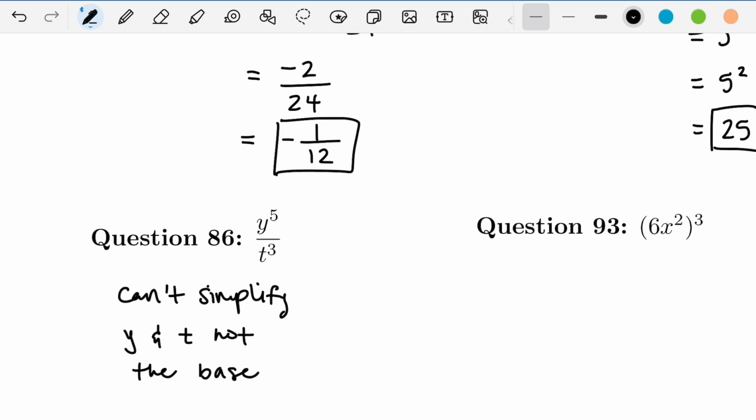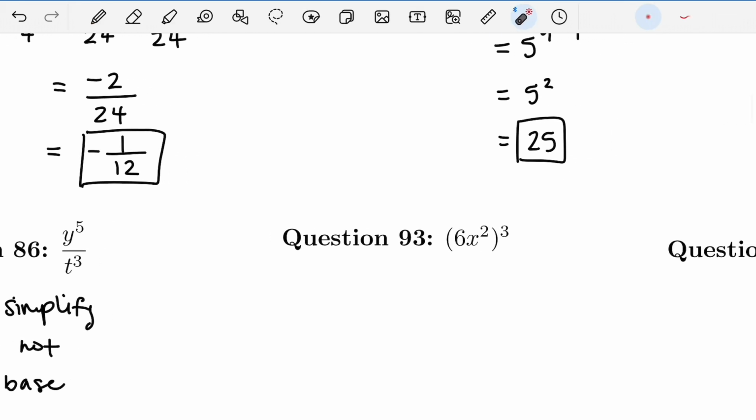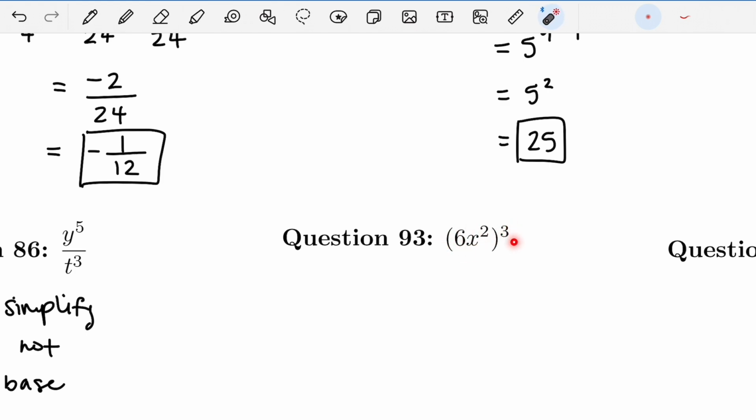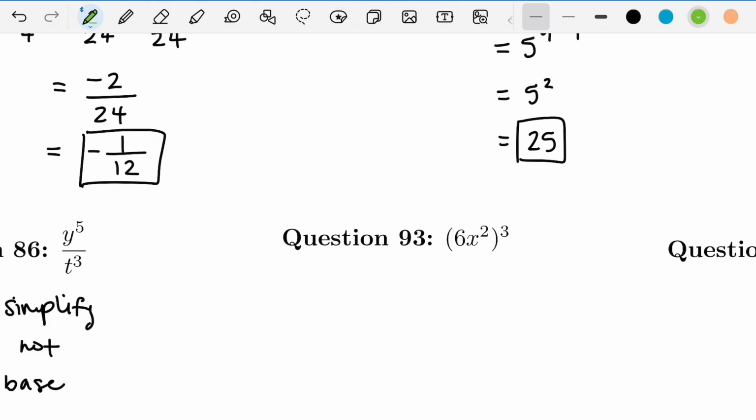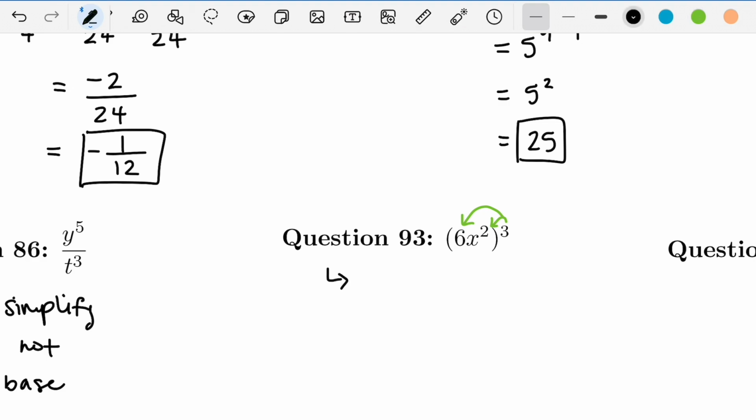All right, so this brings us to this next question here. Now in this case, what we're going to use is our power rule for exponents. And that says if we have an exponential expression to another exponent power here, this power is going to be distributed to everything inside of our parentheses. So this 3 is going to be distributed to this 6 and to this x squared here. So what we're going to be left with is 6 cubed times x squared cubed.